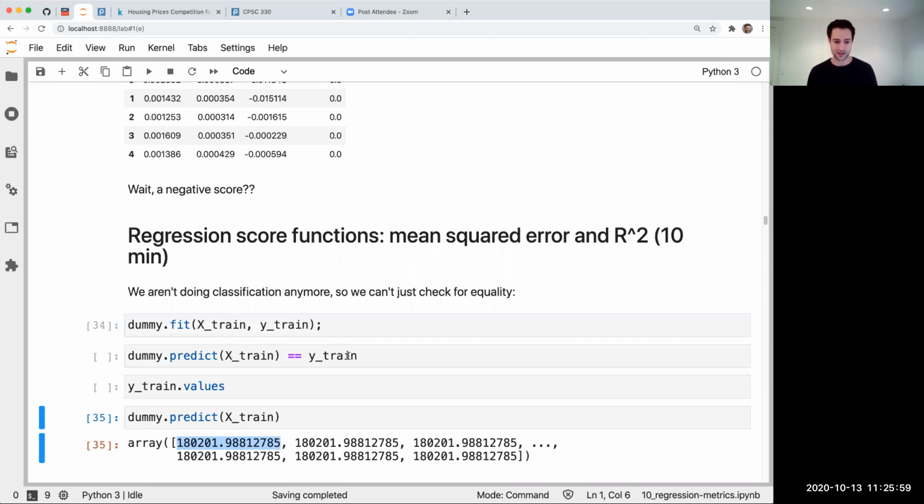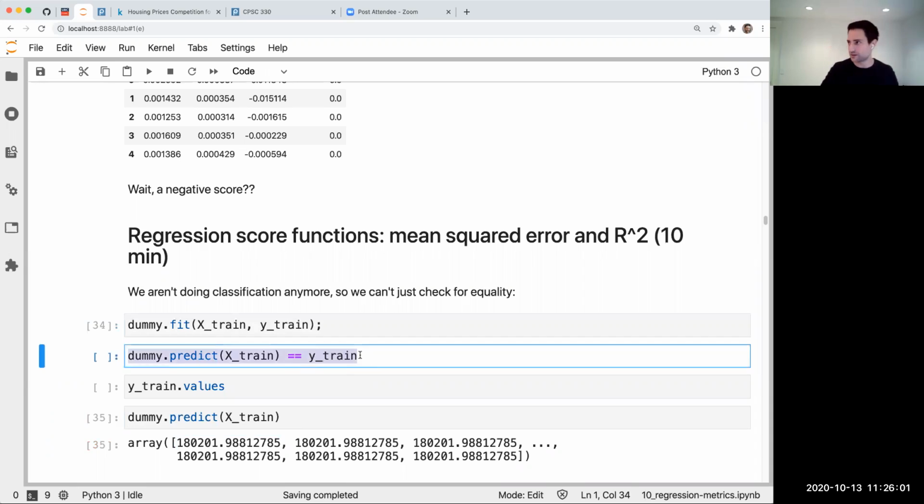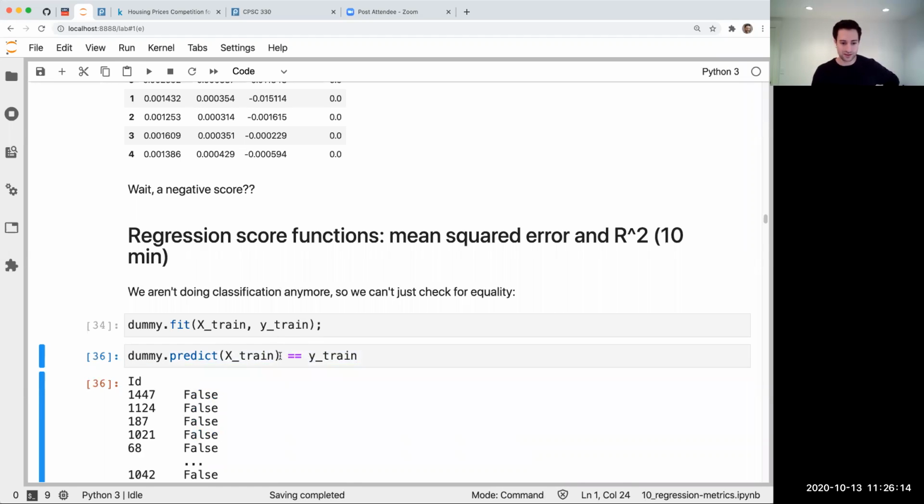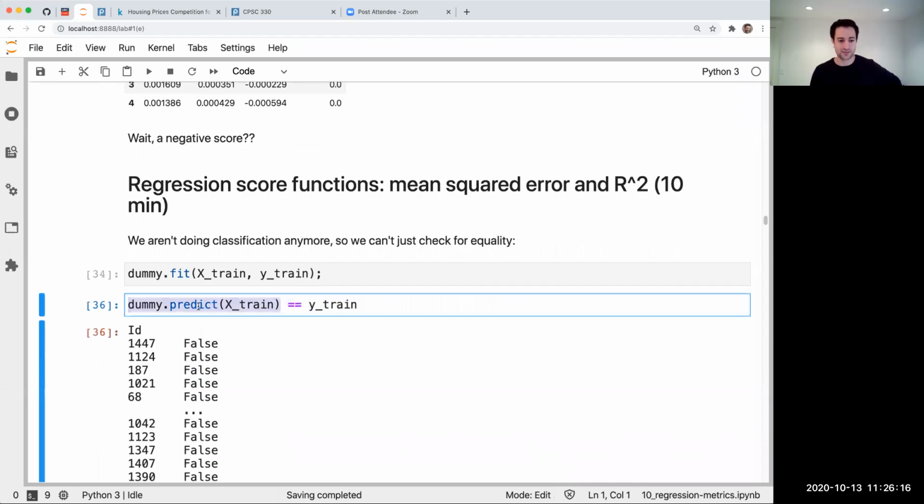And with classification, like when you yourself implemented dummy classifier, and actually I could have had you implement dummy regressor, but I'm not going to. With dummy classifier, you just want to know, was it right or was it wrong? And you can use the equals comparison. But here, it doesn't make sense to say, is this number exactly equal to the true number? Because that's always going to be false.